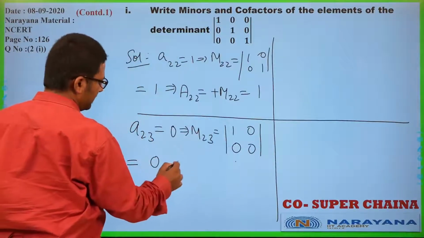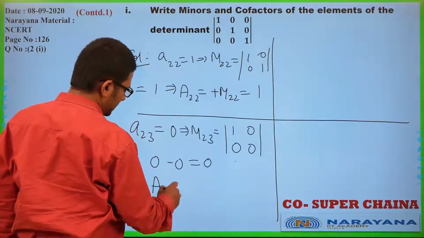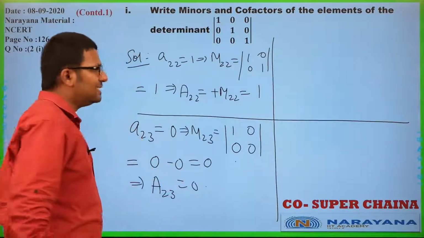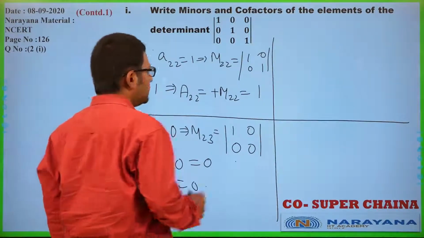Now we get 0 minus 0, which is 0 itself, right? Which means capital A23 will also be 0. See, because of the pattern, it is easy for us to correct our mistakes also.